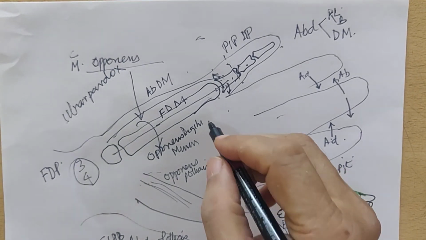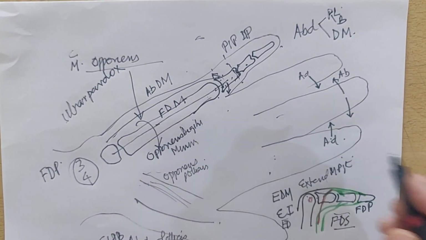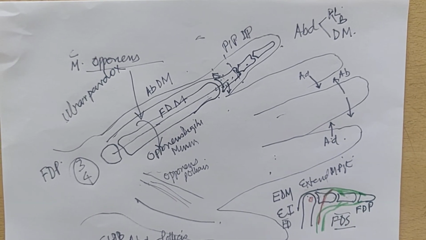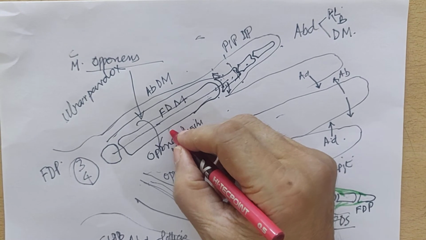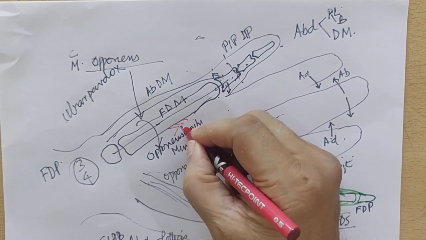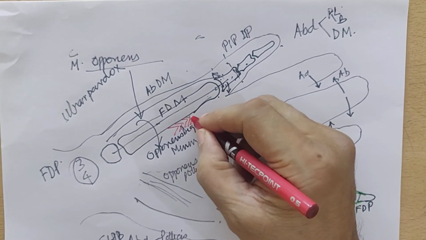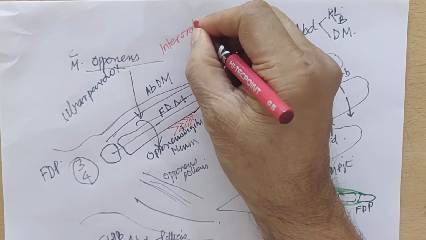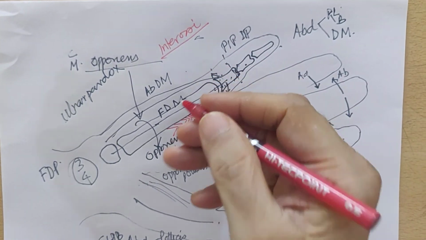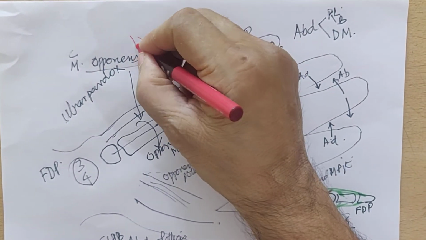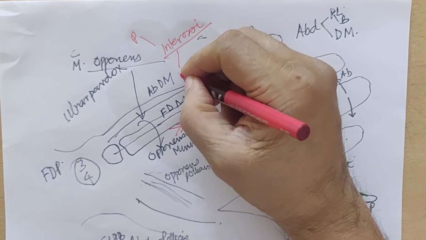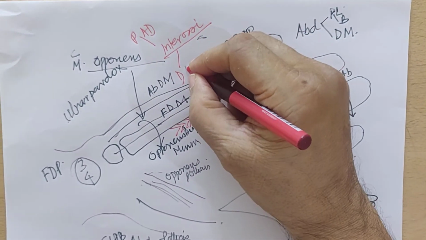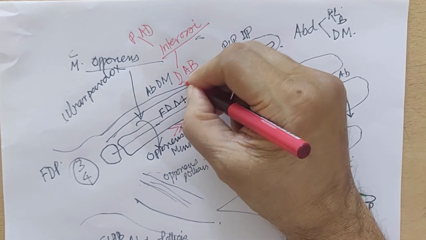Now, the rest of the joints are adducted and abducted by muscles that lie between the metacarpals, and they are called interossei. There's one palmar interossei and there's one dorsal interossei. The palmar interossei are adductors, PAD, and the dorsal interossei are abductors, DAB.